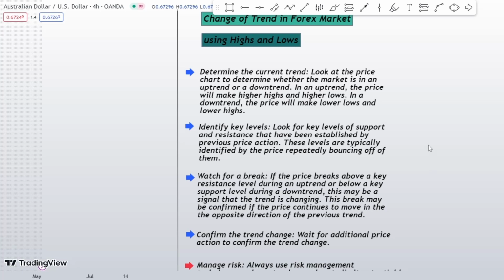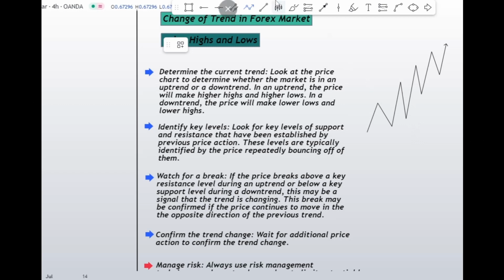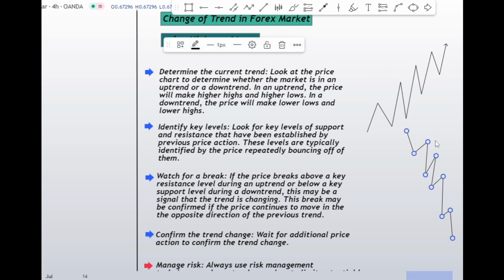In an uptrend, remember, the market will create a series of higher high and higher lows, higher high, higher low, higher high, higher low, higher high. In a downtrend, the market will go using lower lows, lower high, lower lows, lower high, and so on. So this is how the market is going to move when it's going down. This is for downtrend, and this is for uptrend.